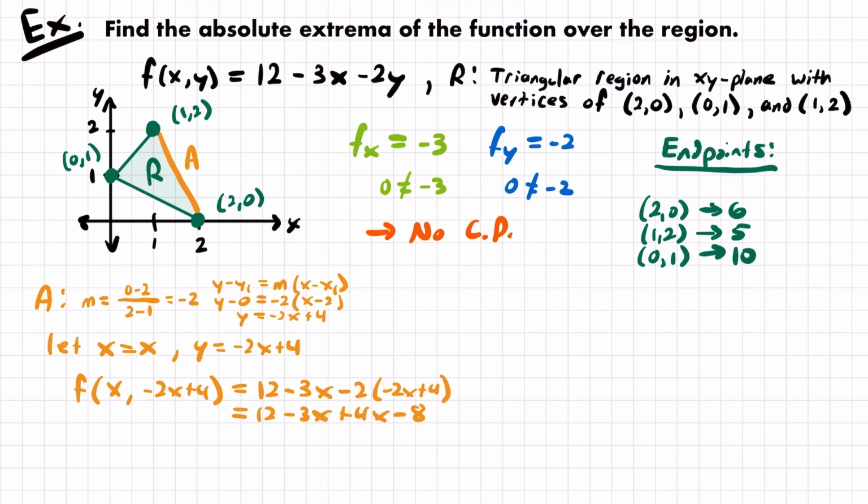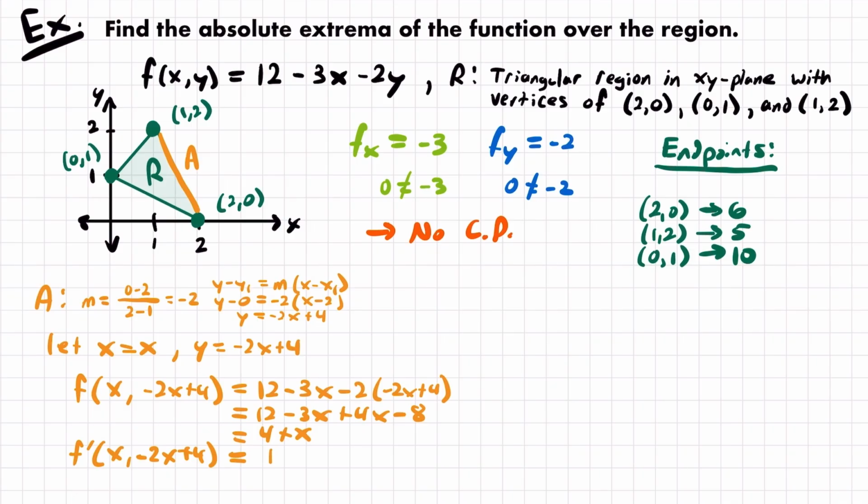And then combining like terms, 12 minus 8 is 4, and then negative 3x plus 4x is positive x. So this is equal to 4 plus x. And so then taking the derivative of that function so that we can find any critical points by setting it equal to 0, the derivative of 4 plus x is just 1, right? The derivative of 4 is 0, and the derivative of x is 1.